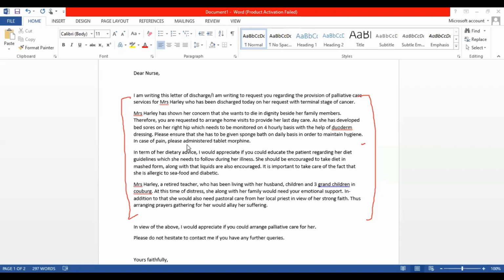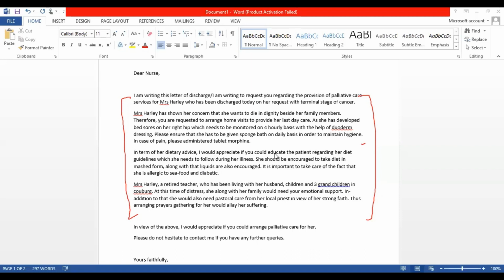Now, in terms of conciseness and clarity, as you can see, there is very little information in the discharge plan. So not conciseness, but expansion. We try to expand the information and make it clearer with the use of cohesive devices such as therefore, thus, hence. You can use "at this time of distress"; such lines help make it clearer. In terms of her dietary advice, it will give a clear picture of why you are writing this paragraph, right?